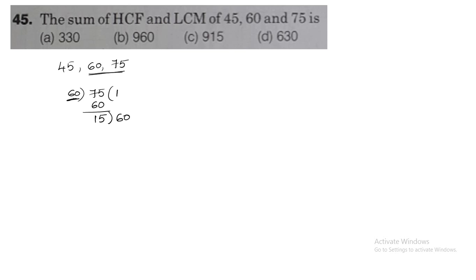So whatever the remainder that you get, that remainder will become the divisor for the next step, and the divisor in the previous step will become the dividend. Okay. So 15 into 4. So 15 fours are 60. Hence the remainder is 0 here.